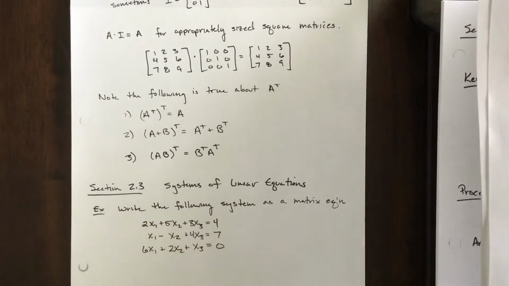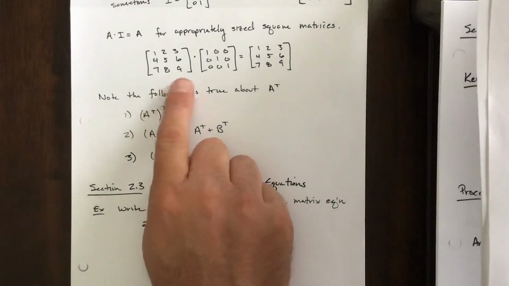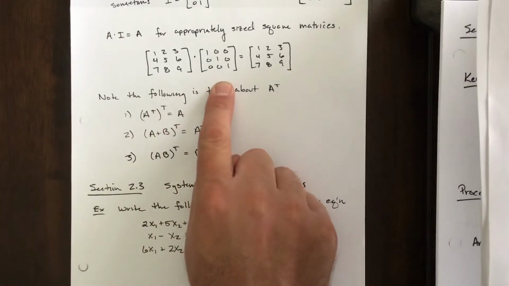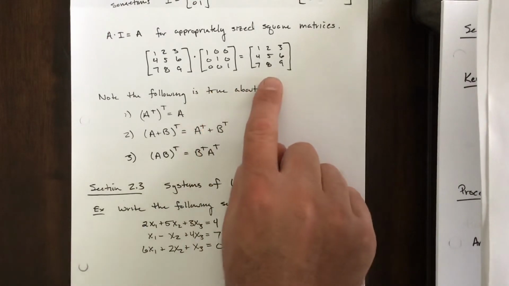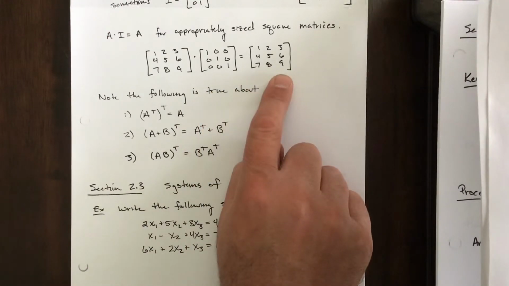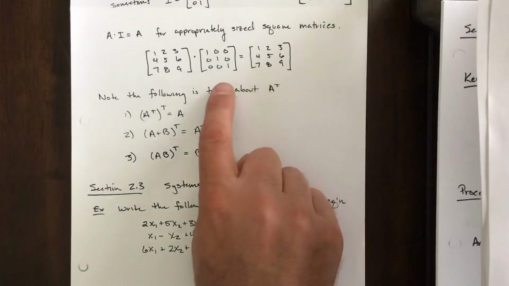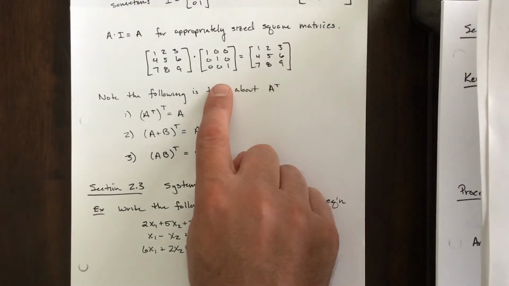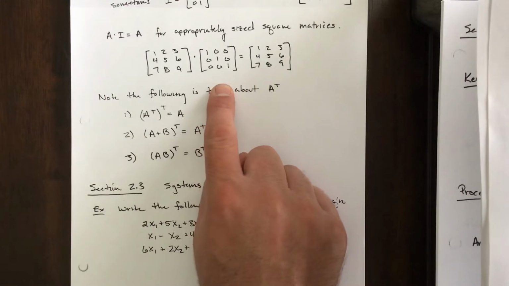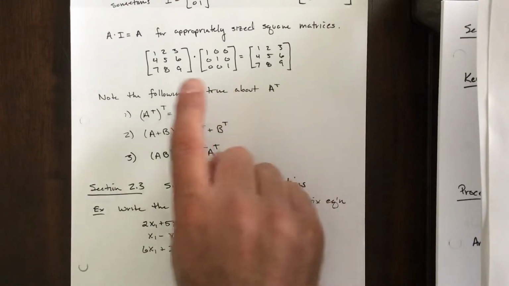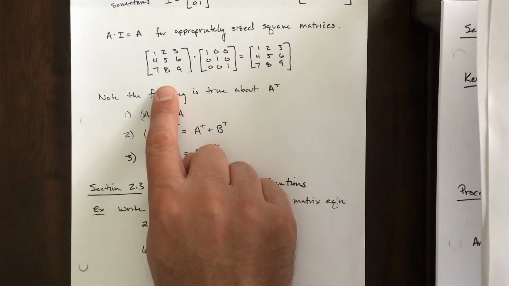The neat property about the identity matrix is that when you multiply it by a square matrix of the same size, you get the other matrix. So if I take 1, 2, 3, 4, 5, 6, 7, 8, 9 and multiply it by the identity matrix, you get 1, 2, 3, 4, 5, 6, 7, 8, 9 out of it. So it's the matrix under multiplication that does not change what it's being multiplied by.